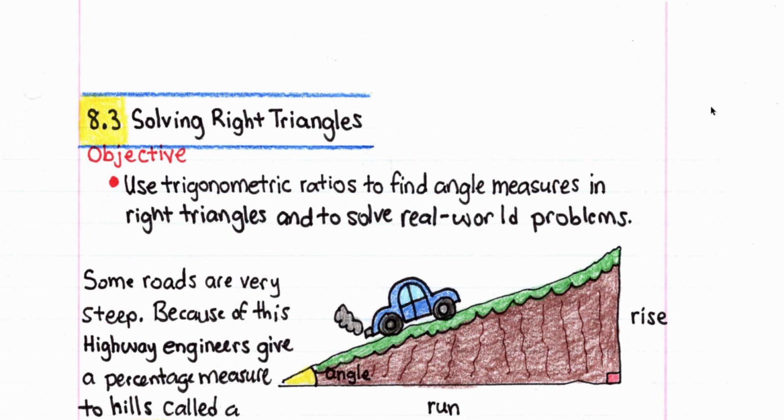Our objective today is we're actually going to use trigonometric ratios to find angle measures. That's different. In the previous lesson we found side measures. Now we're going to find angle measures in right triangles and to solve some real-world problems.